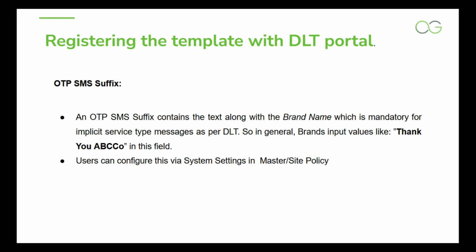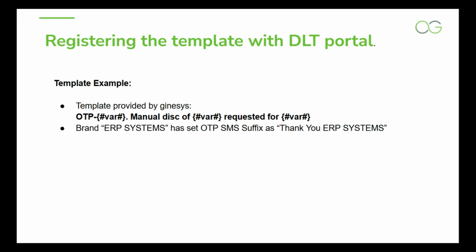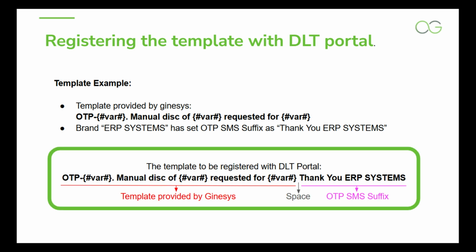Now, let's take a look at an example and understand what to get registered with DLT portal. If the template provided by Ginesys is this as mentioned on your screen, and suppose some brand named ERP Systems has set OTP SMS suffix as "Thank you ERP Systems", then the template to be registered with DLT portal shall be template provided by Ginesys followed by OTP SMS suffix separated by a space as shown on your screen.